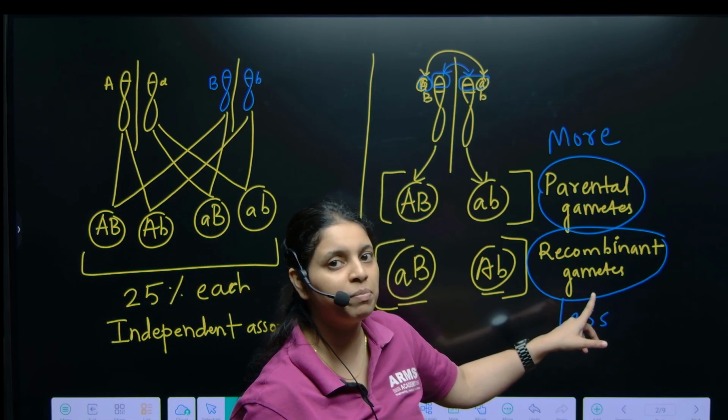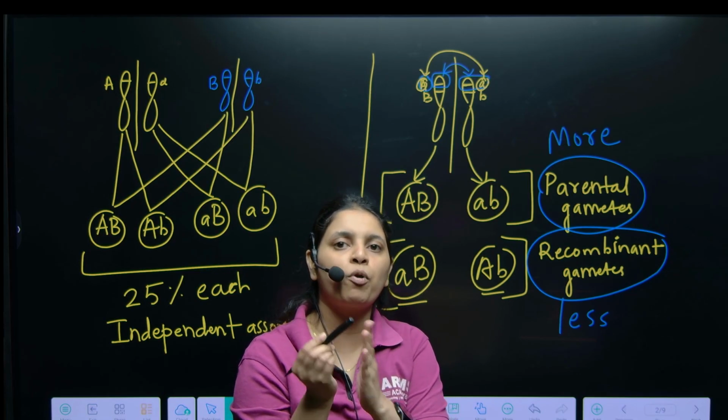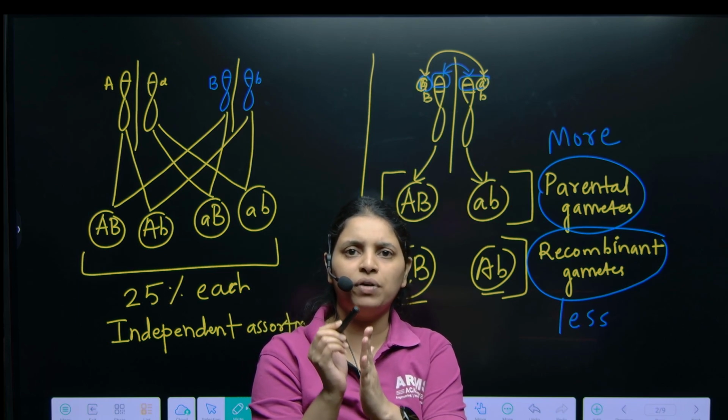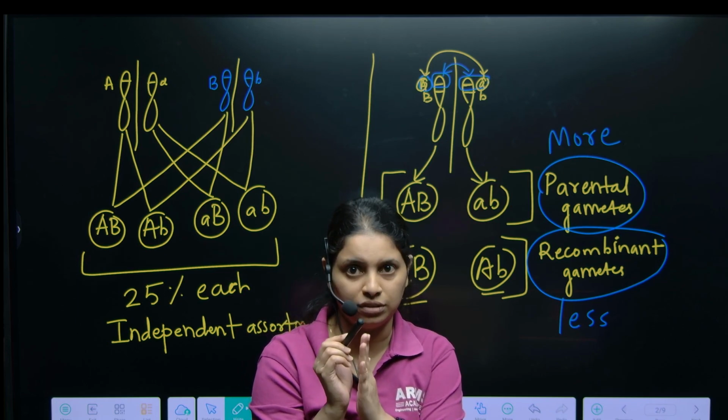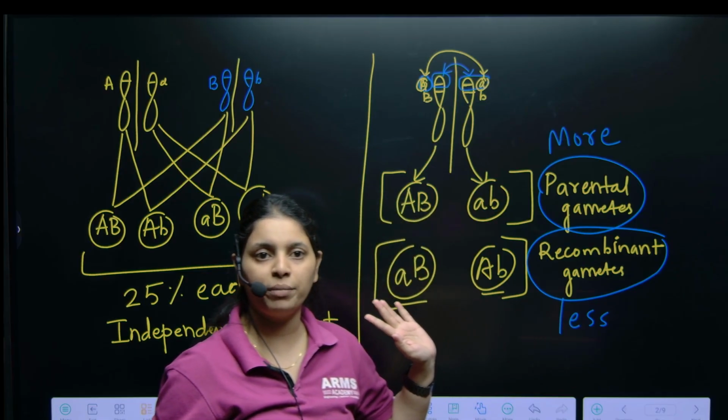Now crossing over will be rare, especially if the genes are very close to each other, right? What is the probability that crossing over occurs exactly between the two genes which are very close to each other, right? So it is very less. So that is why less number of recombinant gametes.